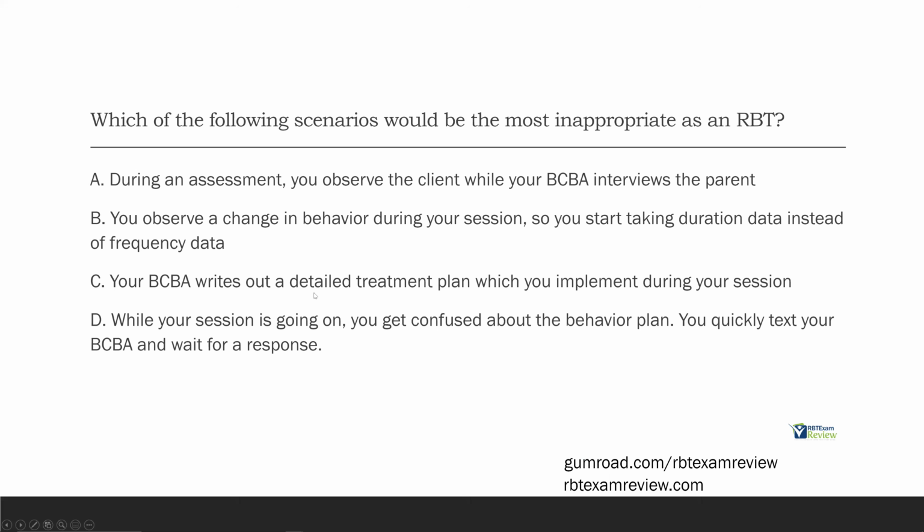C, your BCBA writes out a detailed treatment plan which you implement during your session. It's exactly what you're supposed to do as an RBT. Totally acceptable. And then D, while your session is going on, you get confused about the behavior plan. You quickly text your BCBA and wait for a response. That is also perfect. Task list says what? Open, prompt communication between supervisor and technician. If you're confused, find out immediately. D is great. The most inappropriate is going to be B. You observe a change in behavior during your session, so you start taking duration data instead of frequency data.